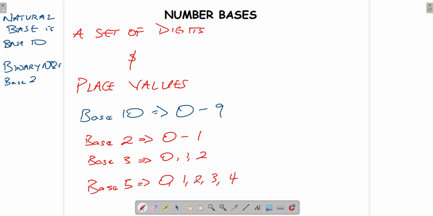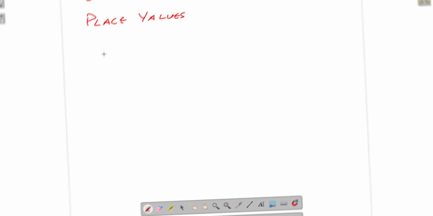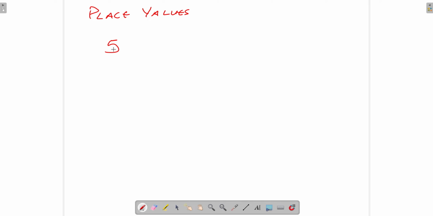We have a set of digits. Then we have to understand what we mean by place values. Let's go back to fundamental math. Place values. Last time I mentioned a number, I used 512. In basic math, we say 2 is ones or units. Some people call it units. While 1 here represents the tens and 5 represents the hundreds.